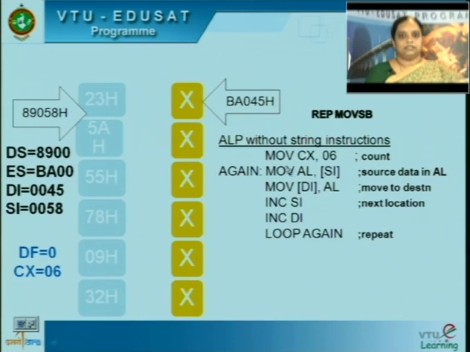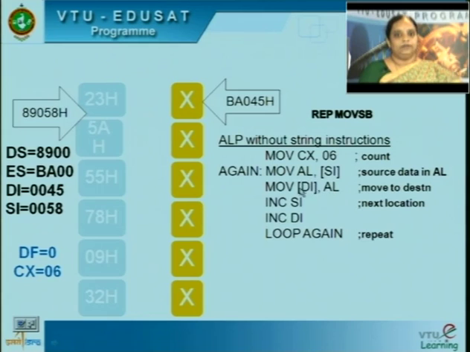And what about the destination? The destination here is pointed by DI. As such, we cannot move from memory to memory directly. We have to move from memory to the accumulator and from accumulator to the destination again. Whereas in the string instruction, MOVSB will directly move from source to the destination. So we need not worry about moving to a register. It can be either AL or BL, any register, and again from that register to DI.